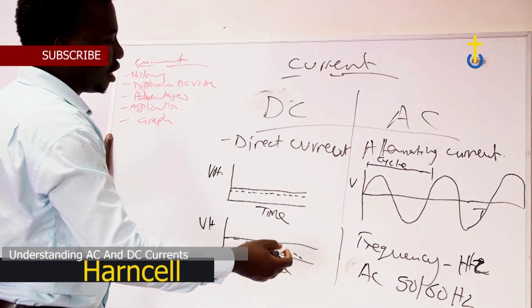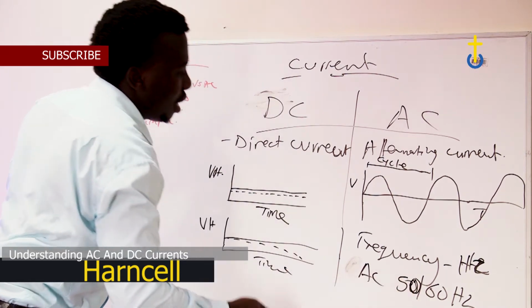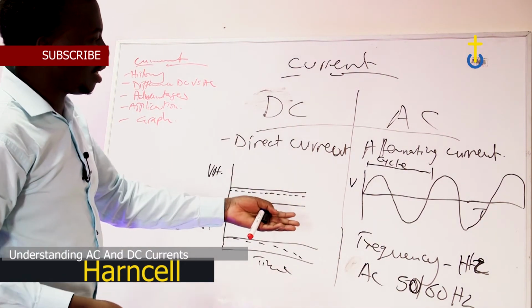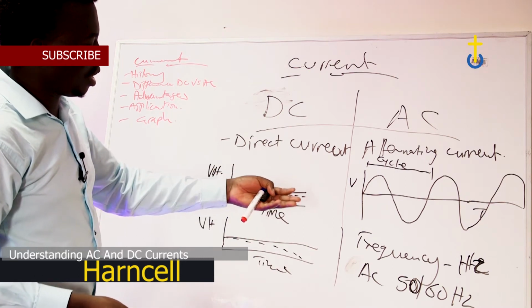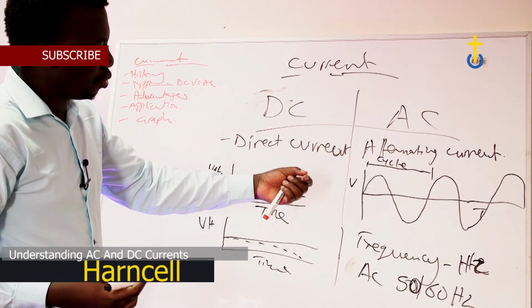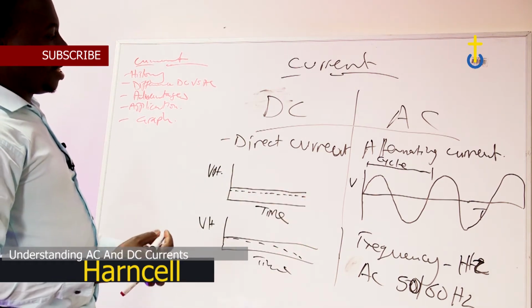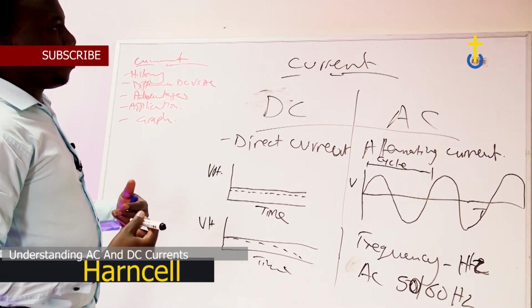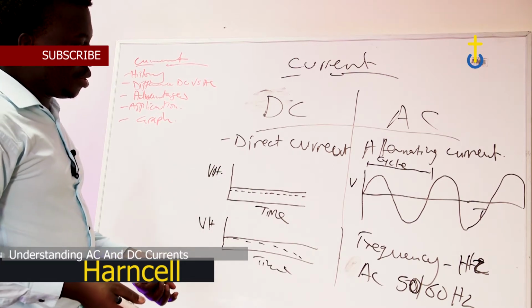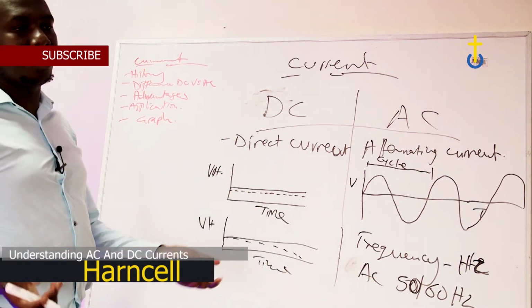this is the standard that a country uses when it comes to AC power. Okay, a good number of devices that use AC power use this standard. One of them is the electrical bulb.